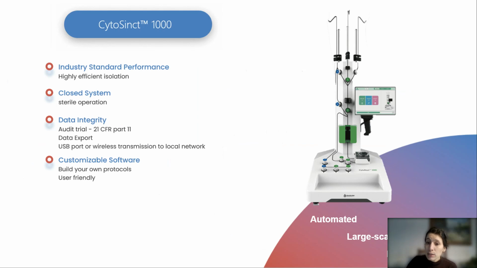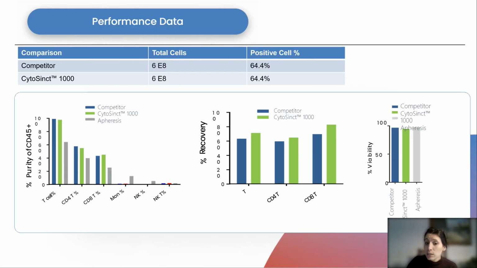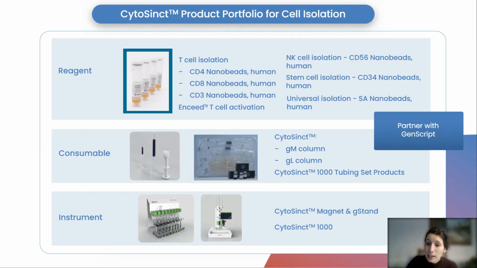And I did want to briefly touch base on our Cytosync 1000. It is completely automated, large scale, high throughput. And this is some data that we showed side by side using CD4, CD8, basically side by side using our instrument. And with that, very briefly showing you the overview of the different product portfolio for cell isolation.